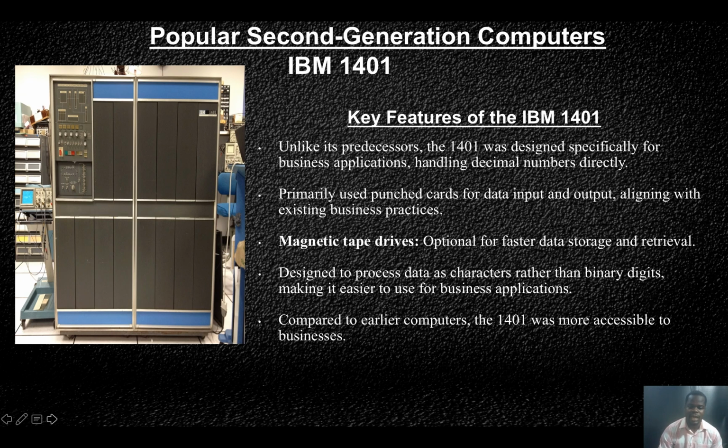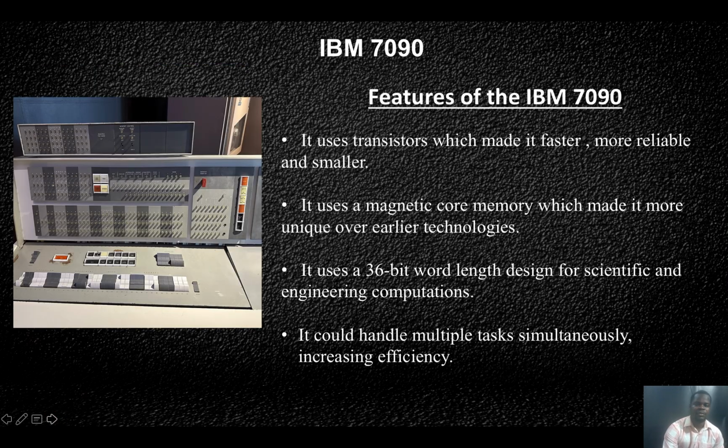And they were also designed, rather than only processing binary digits, to make things easier for the business world. They were helping business applications very well. So they were able to do a lot of processing, not only of binary digits, but they were able to go beyond that. Compared to the earlier computers, the 1401 was more accessible to businesses. So a lot of businesses were using those rather than the other first generation computers.